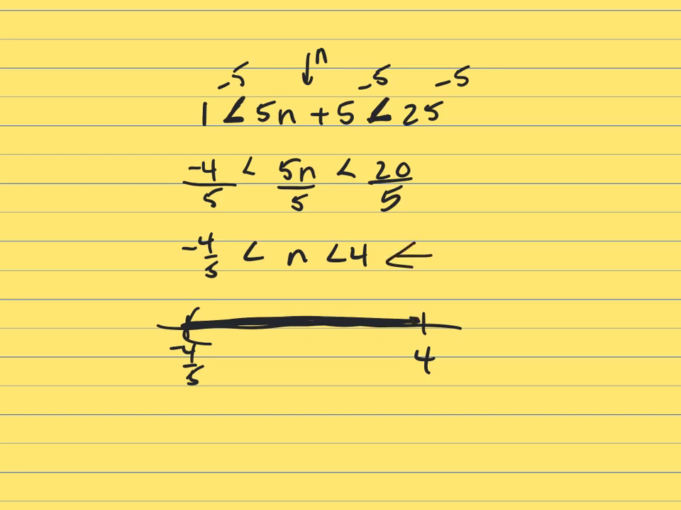So what integers are there? Let me change colors. That means I've got a 0, a 1, a 2, and a 3. 0 is an integer. So you don't include 4 because you do not have a line underneath your inequality symbol. So that's how you get 4.